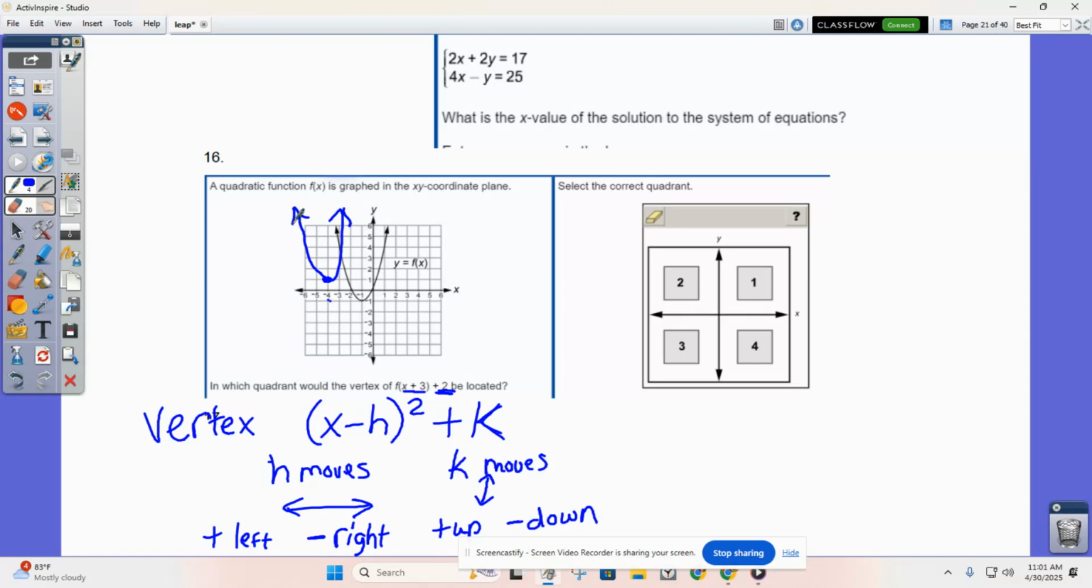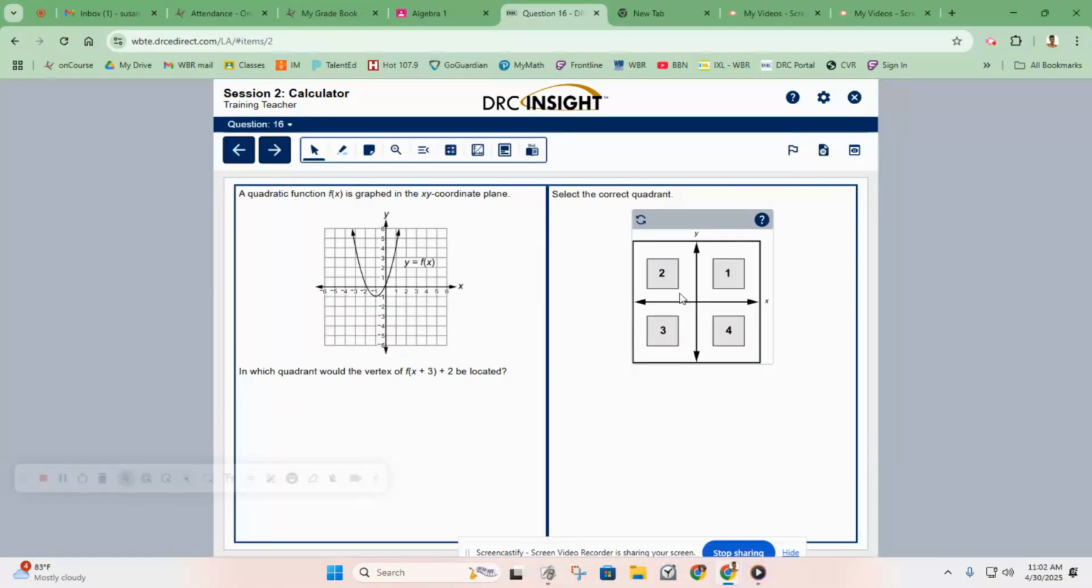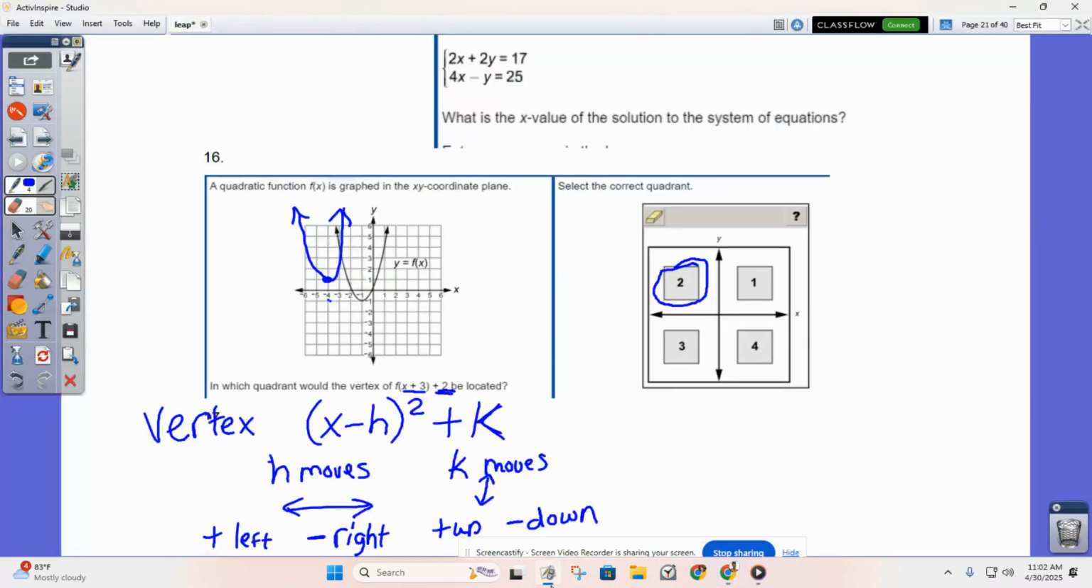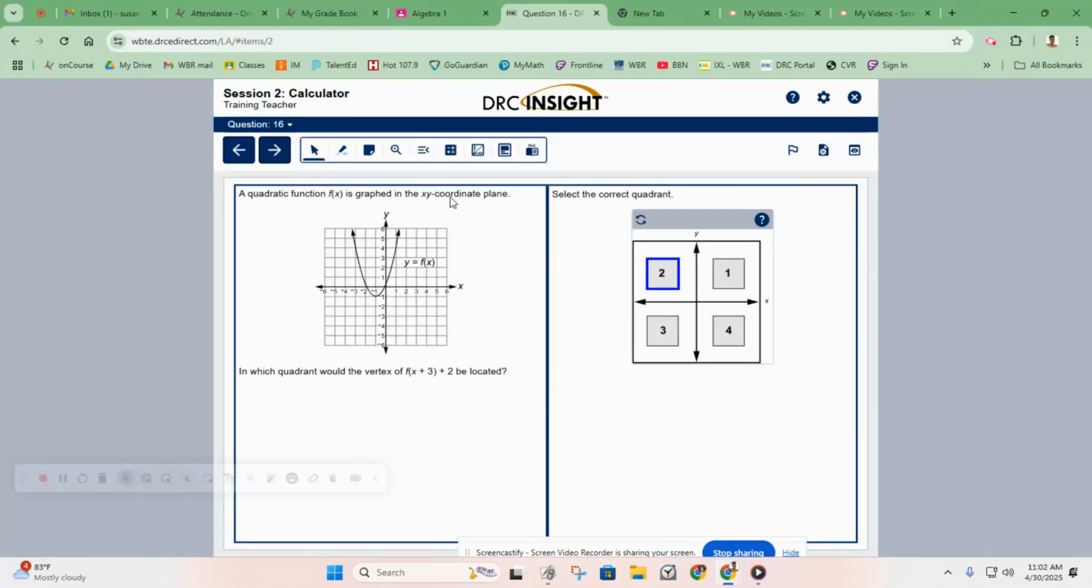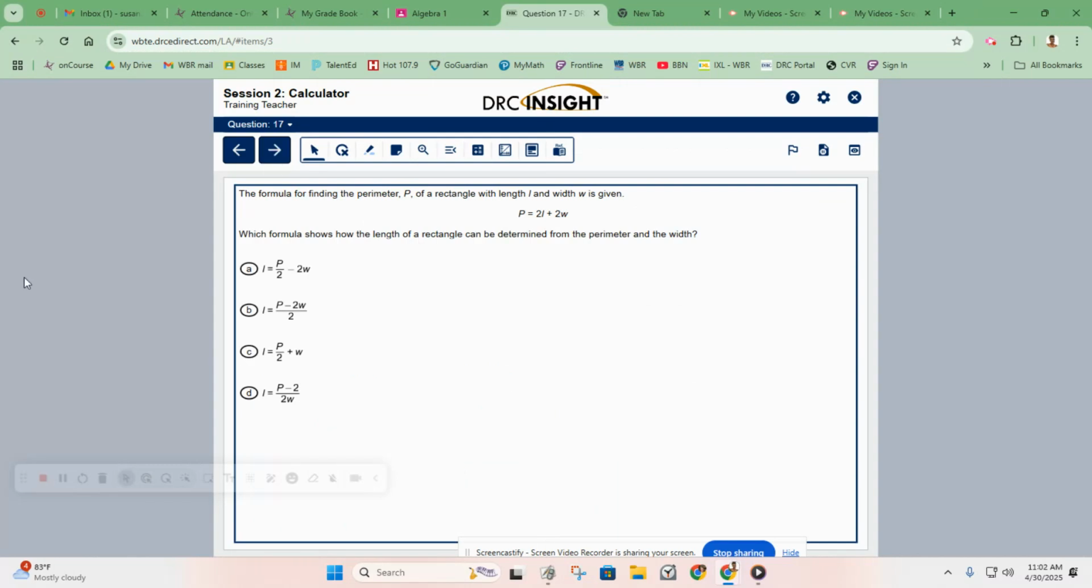So in that test itself, all you're doing is selecting by clicking on the correct quadrant that it's now in, which is quadrant 2. Oh, that's easy. Yes, it is. So click on quadrant 2. Make sure you have that written. Did everyone write that, or do you need more time? No. Okay. Let's go to question 17.